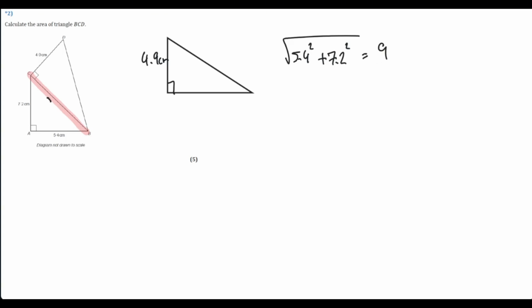Okay, so this means this length is 9. And then all we need to do here is half base times height. So that's going to be 9 times 4.9 divided by 2. And that'll be the final answer, which is 22.05 centimeters.